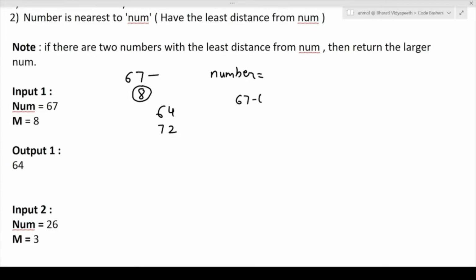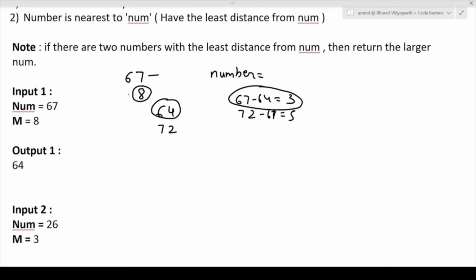67 minus 64 is 3, and 72 minus 67 is 5. So which one is nearest? This number is nearest since the distance is less. So our answer will be 64. I hope now the question is clear to you.